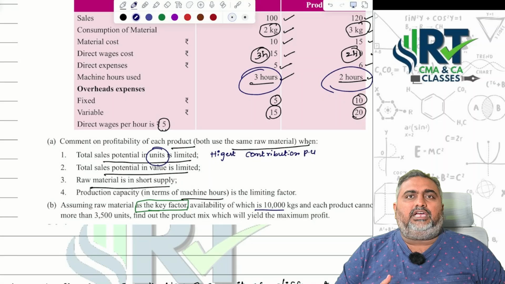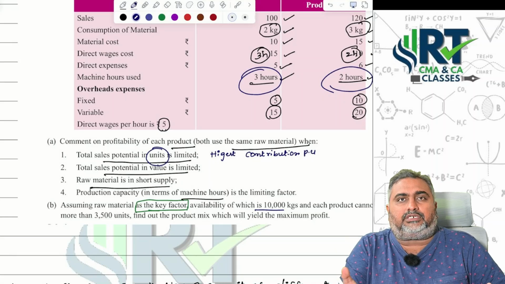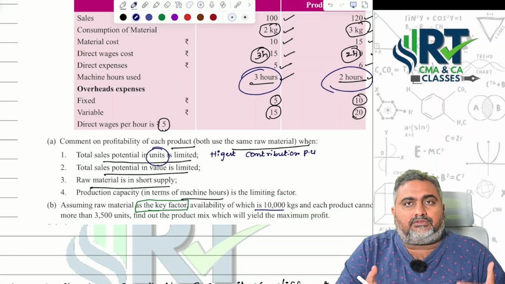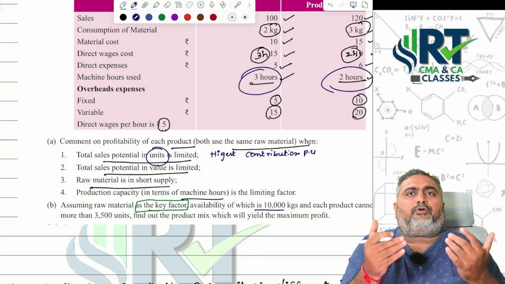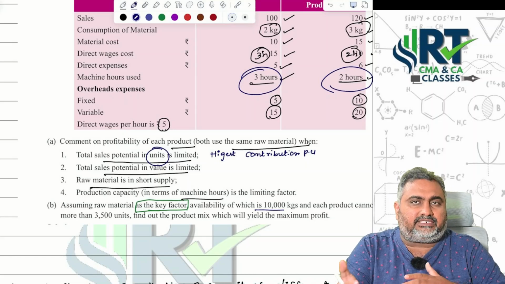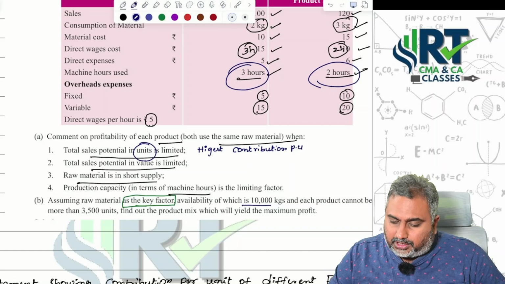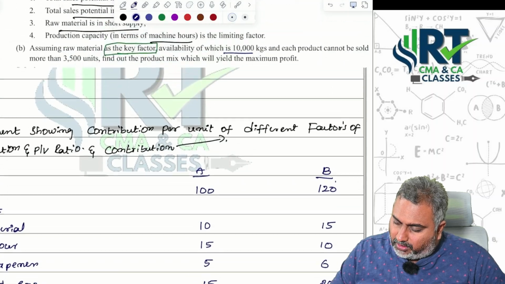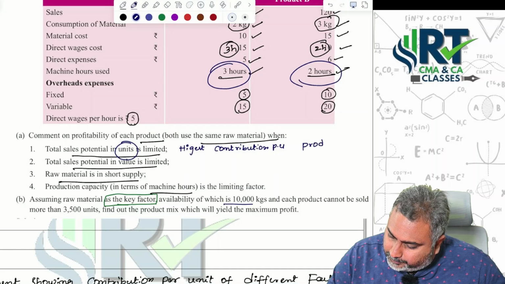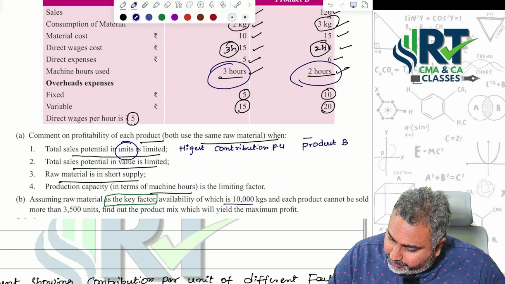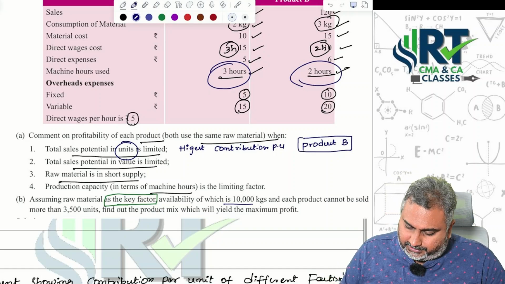as early as possible. Among both the products, the product giving you the highest contribution will recover the fixed cost quickly, then you can reach the break even point quickly, and you may get profits very quickly. So if the sales units are limited, the highest contribution per unit will be selected. Among these two, which product will we go with? Product B will be selected based on contribution per unit.